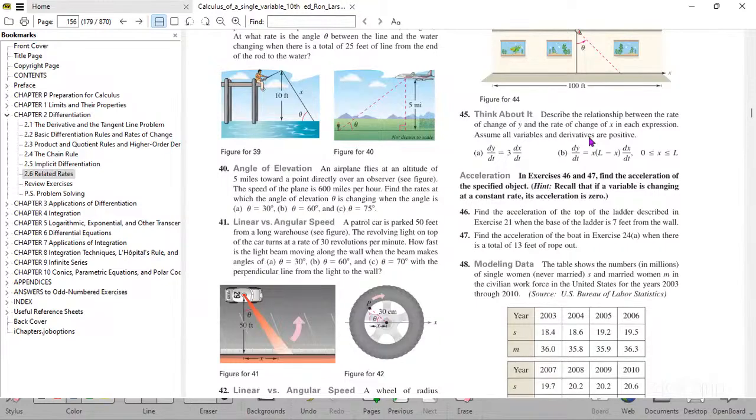Linear versus angular speed. A patrol car is parked 50 feet from a long warehouse. The revolving light on top of the car turns at the rate of 30 revolutions per minute. How fast is the light beam moving along the wall when the beam makes an angle of 30 degrees, 60 degrees, and 70 degrees with a perpendicular line from the light to the wall?